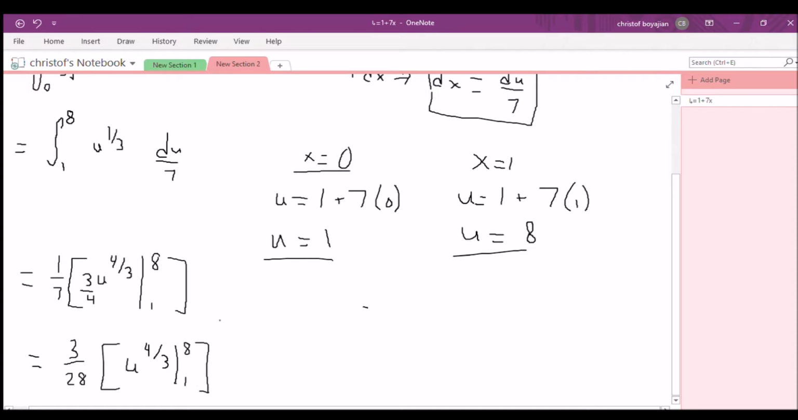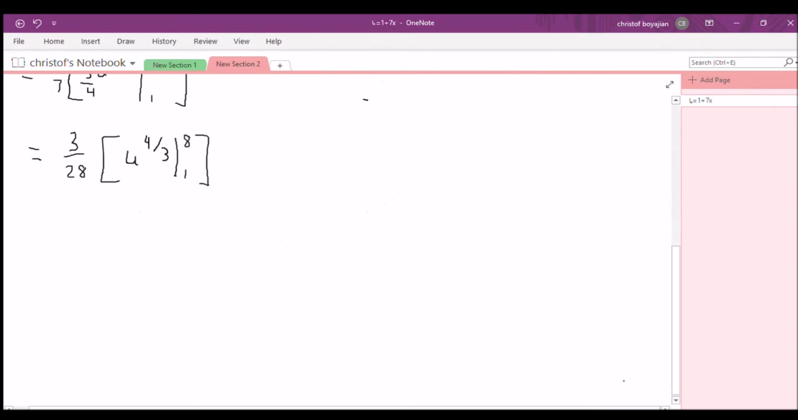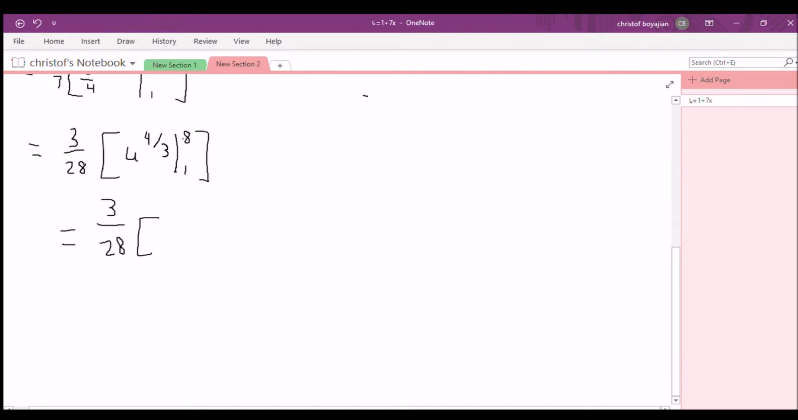All right, let's evaluate this from 1 to 8. So we start with our upper bound. And by starting with our upper bound, we plug in 8 for u. So 8, and for this exponent, I'm going to say it's the cubed root of 8, because this might be a little bit more clear, to the 4th power, minus 1 to the 4/3 power.